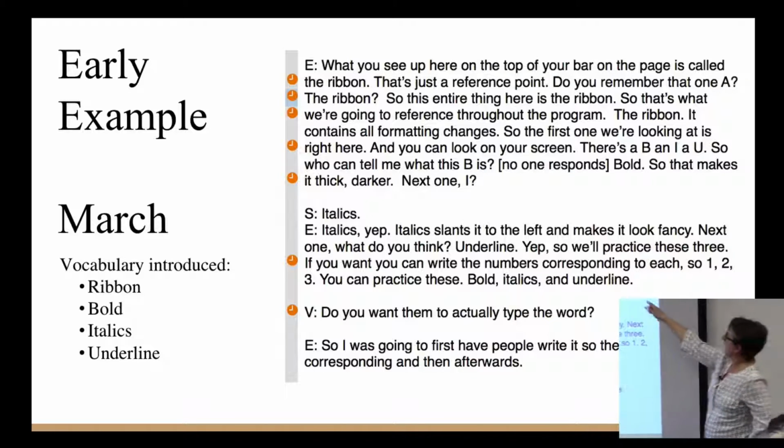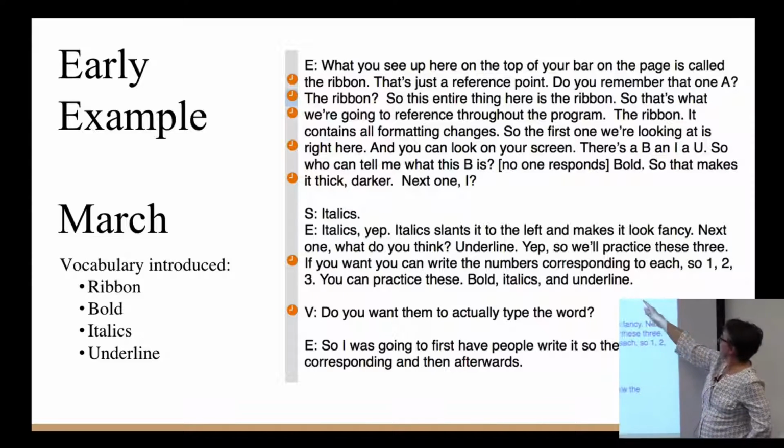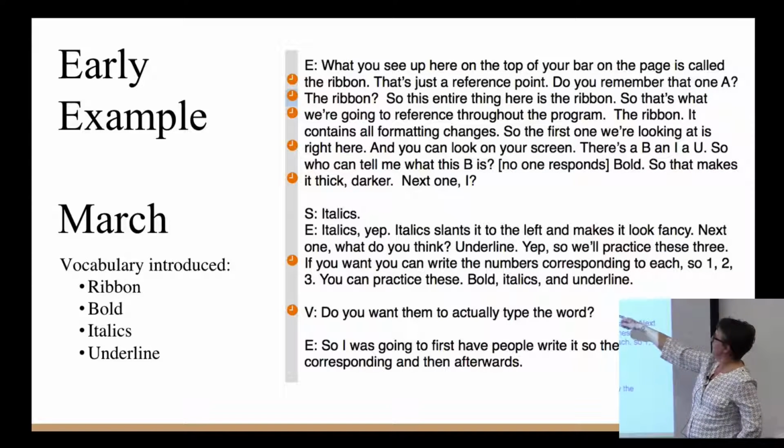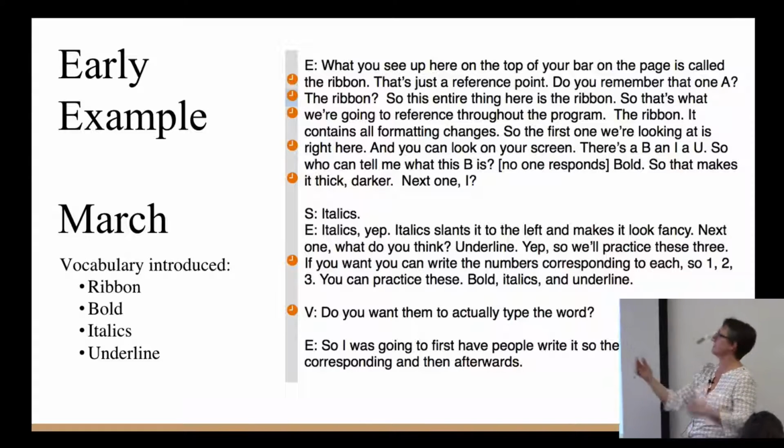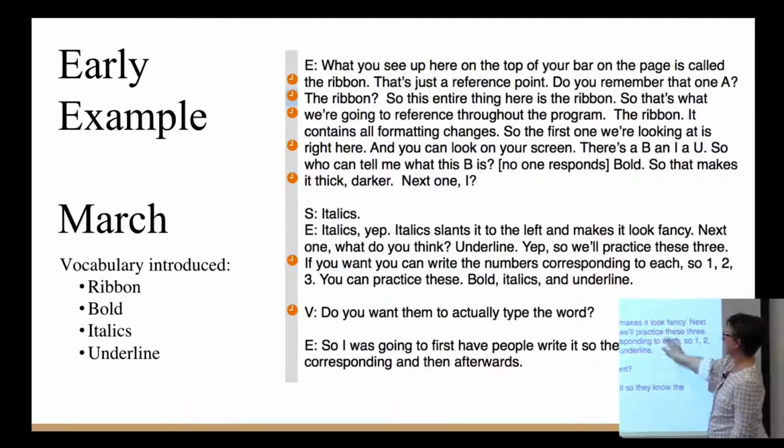So, you know, and they're all given at once. So there's a B and an I and a U. Who can tell me what B is? Nobody responds. It's bold. So that makes it thicker and darker. Next one, I. You know, there's like nothing. It's just on to the next. And he does this over and over again with all three of these.